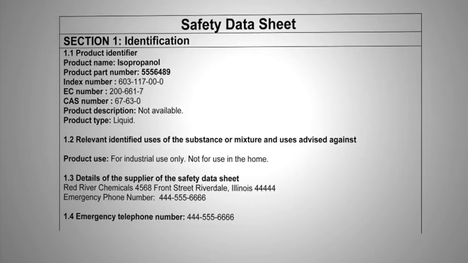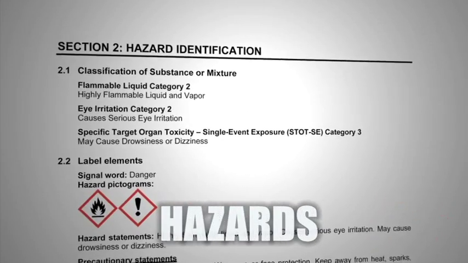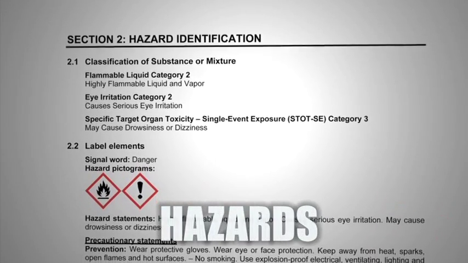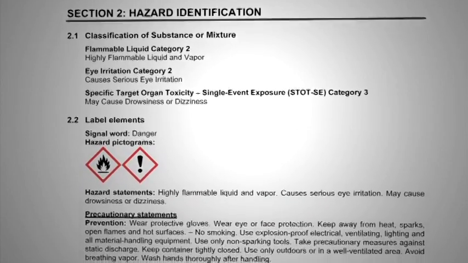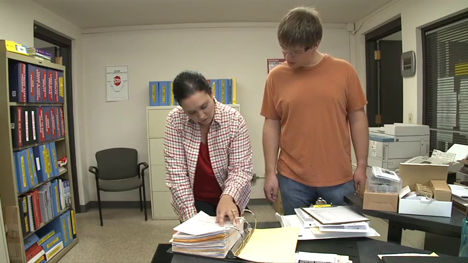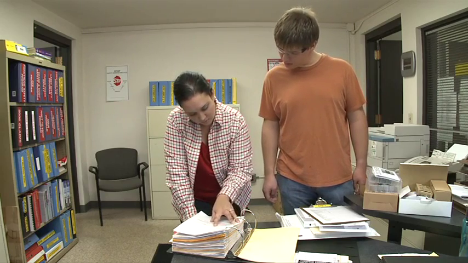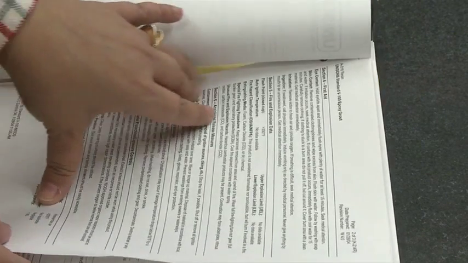The first few sections have information about the product, the company that makes it, and the hazards, including the short-term or immediate effects, and effects that happen with long-term exposures. Your supervisor can tell you how to get a copy of the safety data sheet at your workplace. If you have any questions or need more information, ask your supervisor.